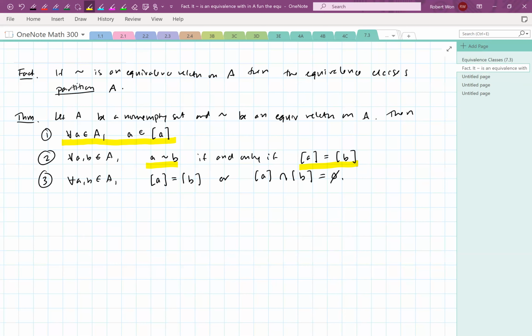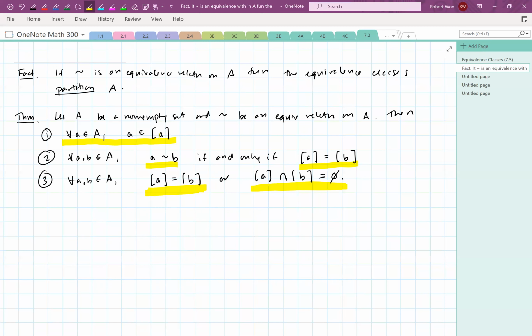But part 3 says something even stronger, which is if you take any two elements, either they have the exact same equivalence class, or if they have different equivalence classes, not only are they different, they're actually disjoint. So they don't overlap at all. So if you put all these three things together, what it says is that every element is in an equivalence class, and every element is only in one equivalence class, right? Because if you look at every other equivalence class, either it's the same equivalence class or it doesn't intersect at all, so they don't share any elements. This means that every element of A is in one and only one equivalence class.